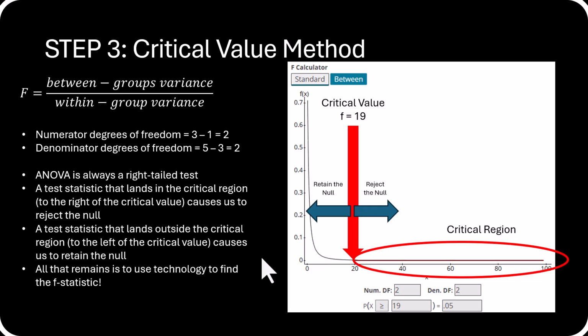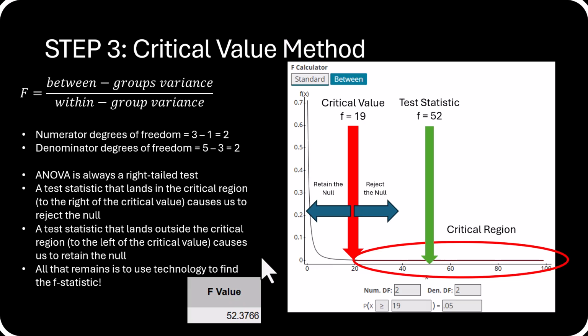So at this point, all that's left to do is to use technology to find our test statistic. And I did that. It's kind of anticlimactic, but bam, there it is. Magic happened, and we have an F value of 52.3766. So if we plotted that on our nice little distribution here, you can see it clearly lands well inside of our critical region, and that leads us to reject the null hypothesis.